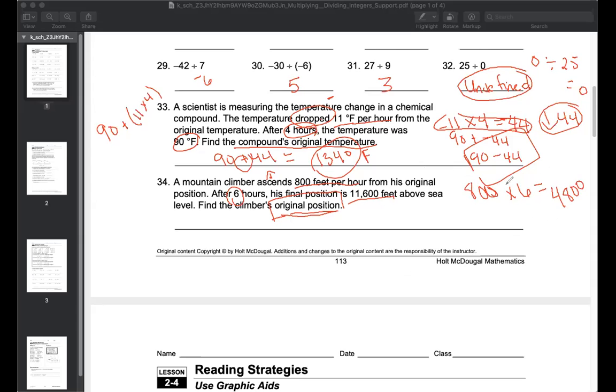All right, so now what do I do with that 4,800? So I know he went up 4,800 feet, right? Because it says he's going up 800 feet per hour. He did it for 6 hours. So I know he went up 4,800 feet. What do I do with that 4,800?